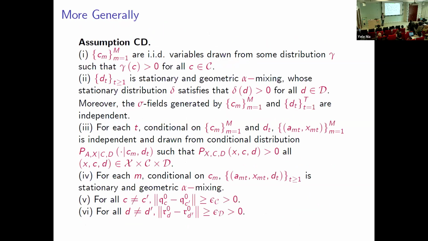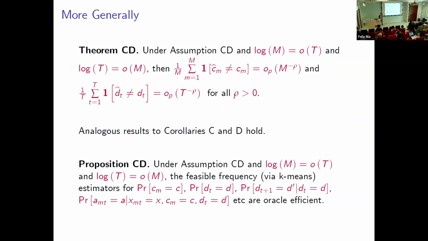And if you want to combine both assumptions C and D together, you take the union of them. Then we can also deal with the case when you have both time varying type and time invariant type as well. But of course, you need to do two clusterings, right? One with just R hat and one with the Q hat. Then you identify the time invariant types and the time varying types. And Theorem CD says that if log M is little o of T and log T is little o of M, then we have both of the results that we just mentioned.